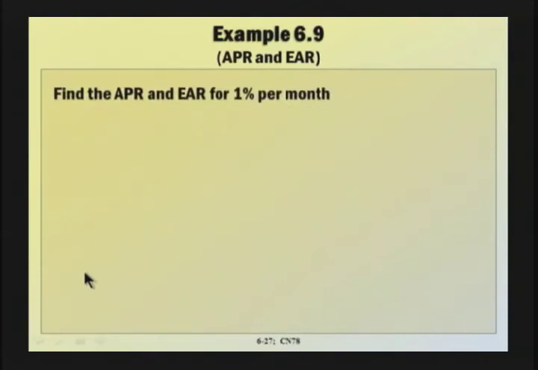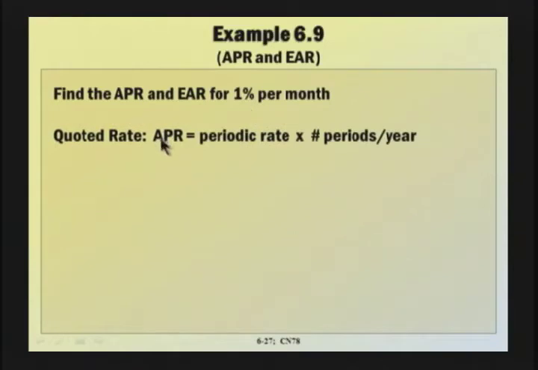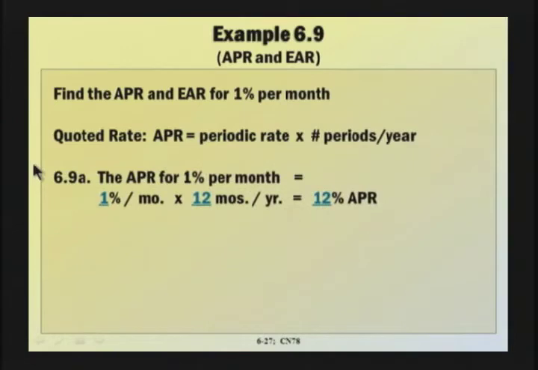So in example 6.9, let's calculate the annual percentage rate and the effective annual rate for 1% per month. Remember, the APR is the rate that will be quoted. It's the periodic rate multiplied by the number of periods per year. So for 1% per month, the APR is pretty simple. 1% per month times the number of months in a year, which is 12, so we get 12% APR.